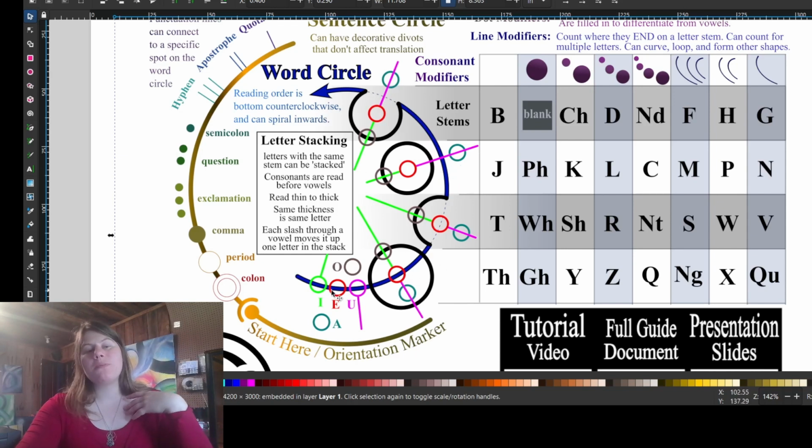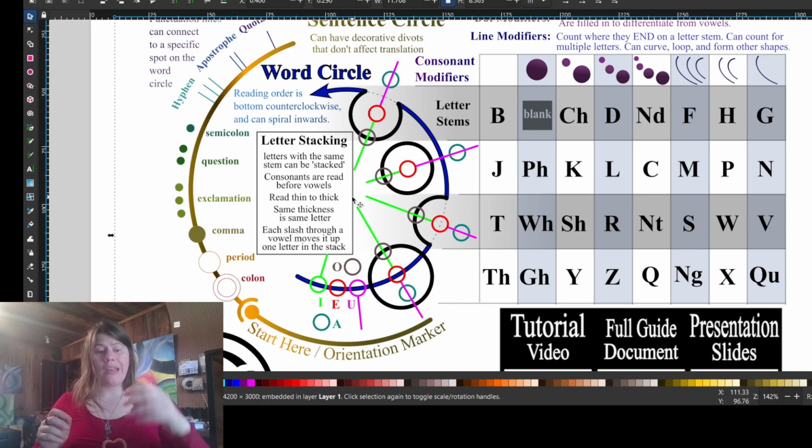And then the difference between the I's and the U's are these lines. So this green line going towards the center of the word circle is what makes an I an I. A U has a line going away from the center of the word circle. So if this is the word circle, the I goes towards it, the U goes away from it, and similarly here, I, U.